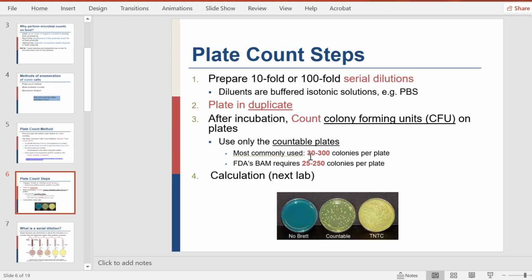The most commonly used amount is 30 to 300 colonies per plate, but for the FDA's BAM, we are going to be only looking at 25 to 250 colonies per plate. Since this is food microbiology, we'll just be doing the FDA BAM methodology as opposed to the one most commonly used for other microbiology classes, so be aware of that. The amount of colonies is a little bit different per plate when working with food products like that.